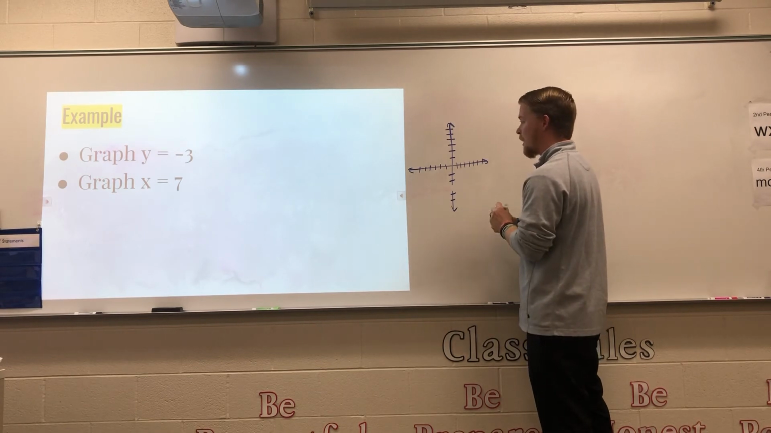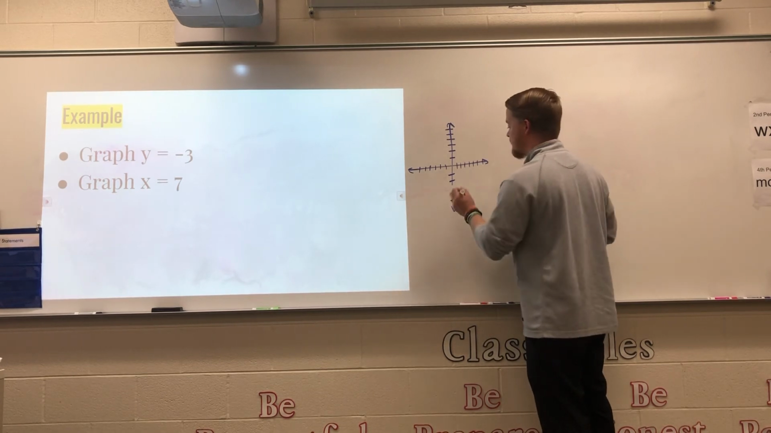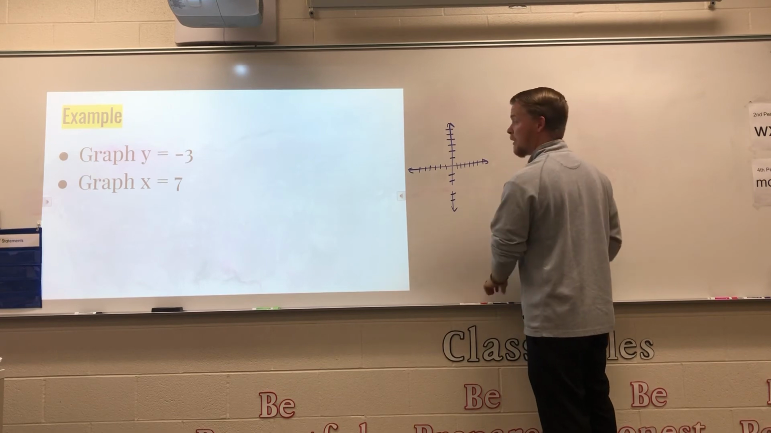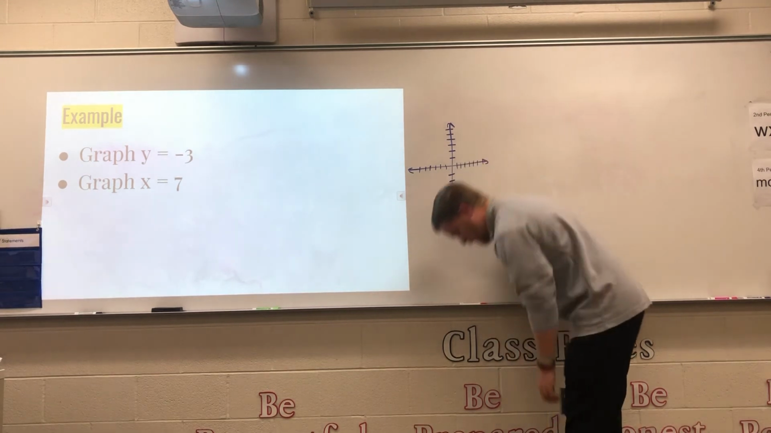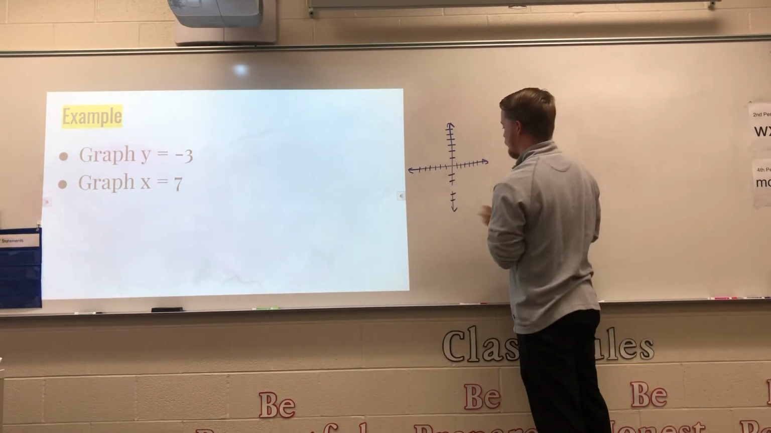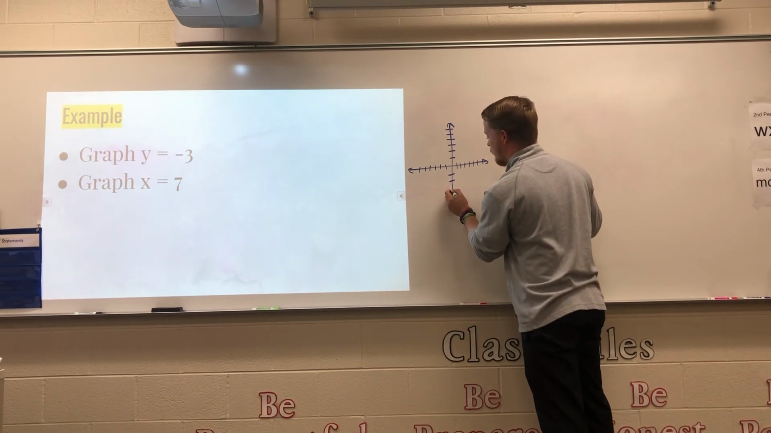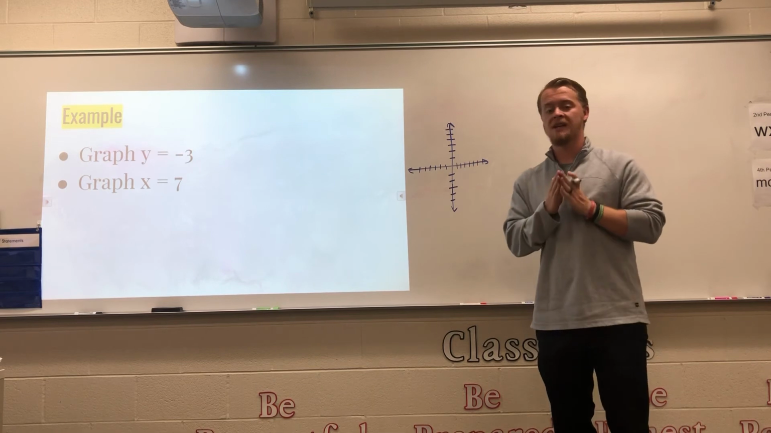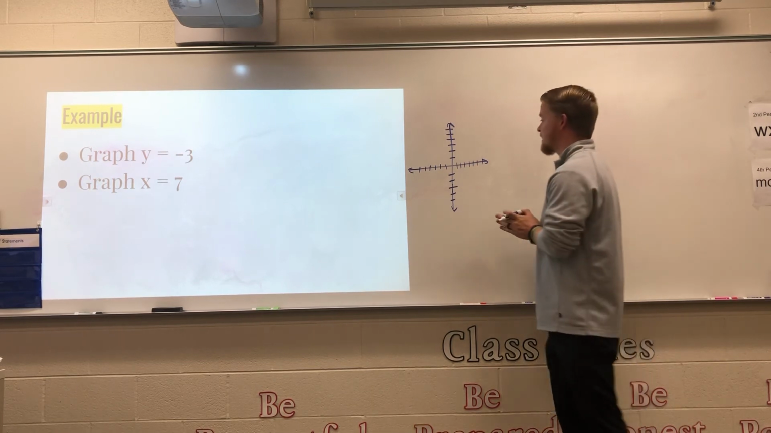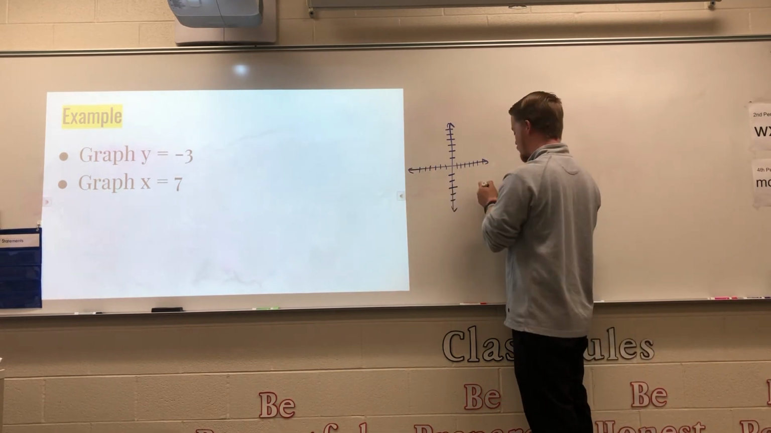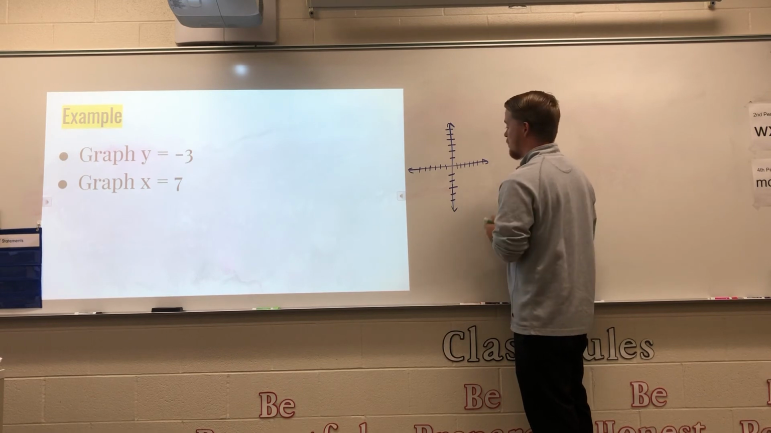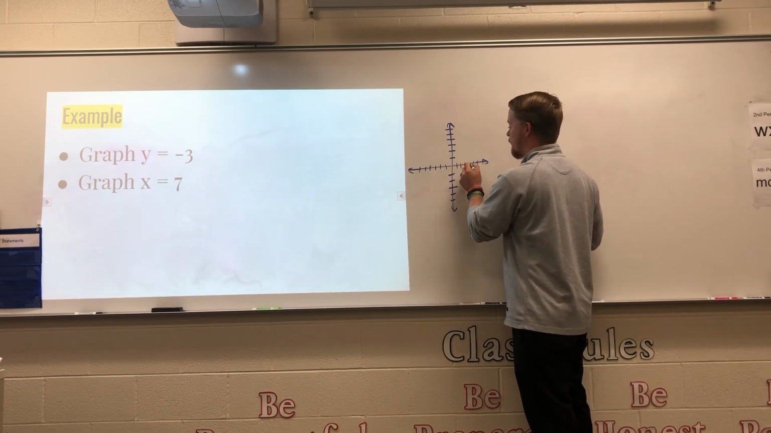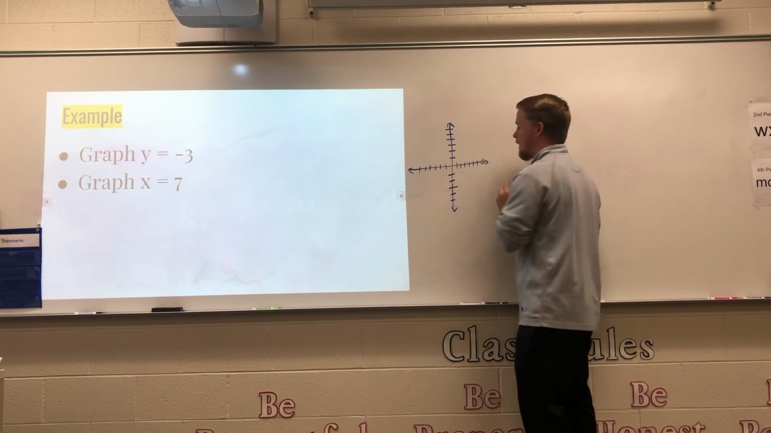It says graph x equals 7. Okay, I'm trying to fix this graph real quick. So x equals 7. So again, that means I have to go on the x-axis now to 7. So this is my x-axis. I go to 7. 1, 2, 3, 4, 5, 6, 7. So 7 would be right there.